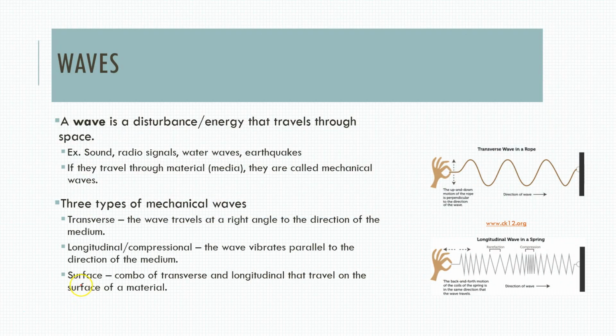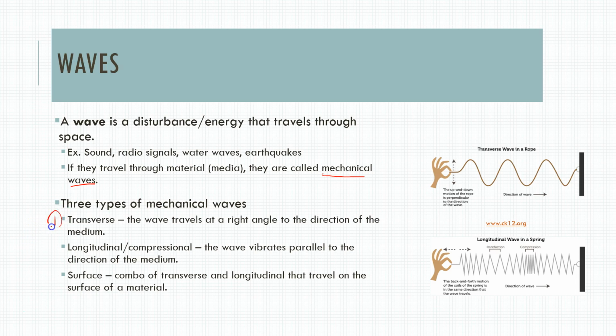So what is a wave? It's a disturbance that travels through space. I gave you several different examples of them right here, like sound waves, radio signals, water waves, earthquakes. I'm sure that you could think of others. Now, if they travel through a medium or a material instead of space, they are called mechanical waves. Okay? There are three types of mechanical waves that we need to learn about.